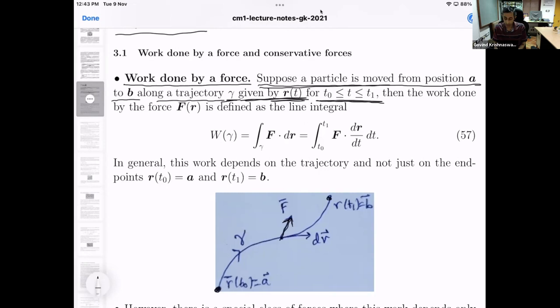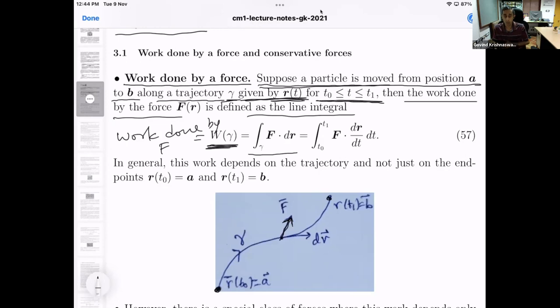Now, we can define the concept of the work done by the force during this process, and it is given by the line integral W of gamma. Gamma was our trajectory, W is the work done by the force F. So that is the line integral of F dot dr over the curve gamma. At each point along the curve, we find the force dot product with dr, the infinitesimal displacement vector, and integrate.